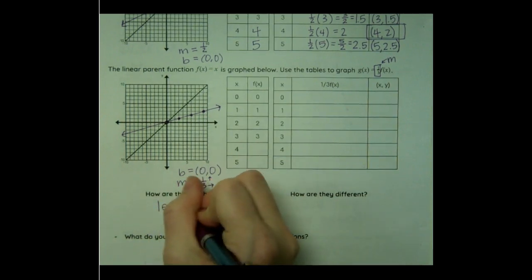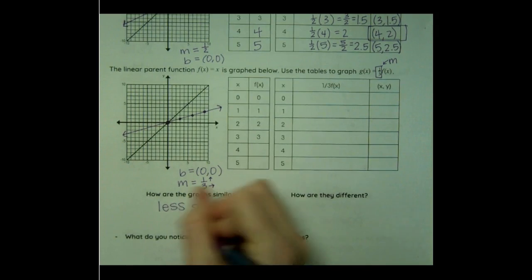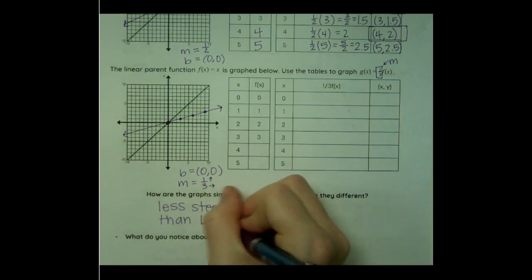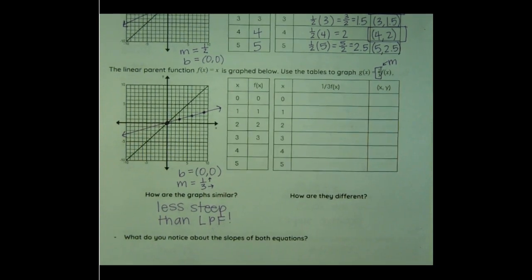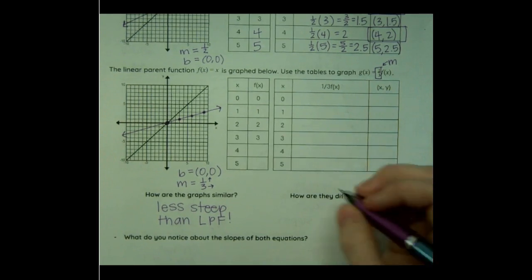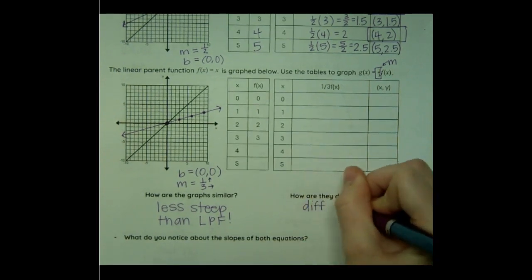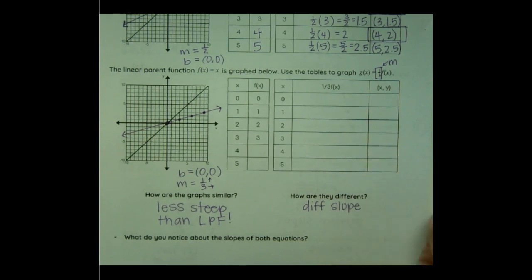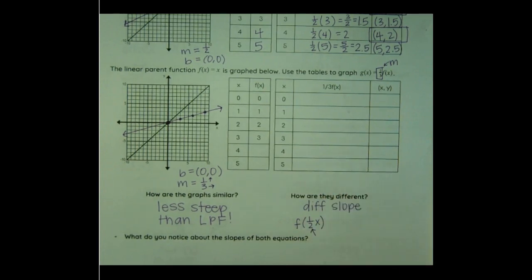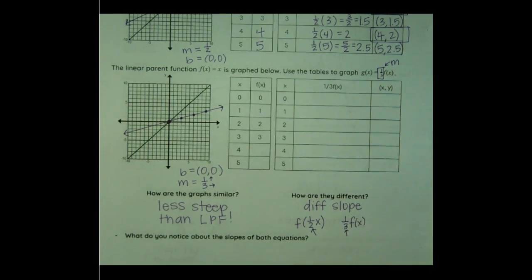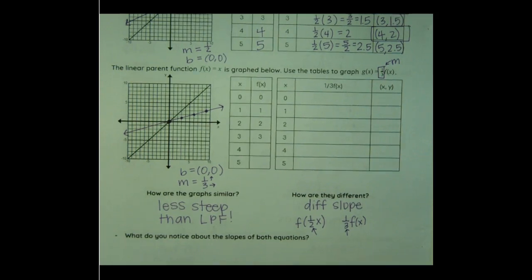So how are these graphs similar? They are both less steep than the linear parent function. How are they different? Well, the only reason that they're different is that their slope is different. And once again, it's the placement of the slope. So one of them had the slope on the inside. The other had the slope on the outside. So, like we said, it did the same thing, but a little bit different. Looks different.